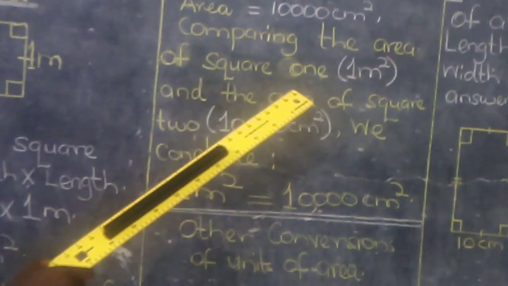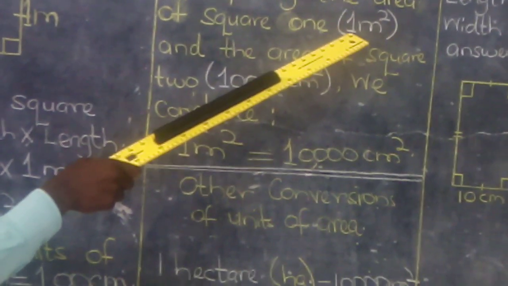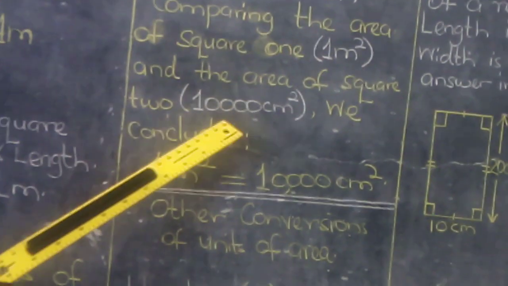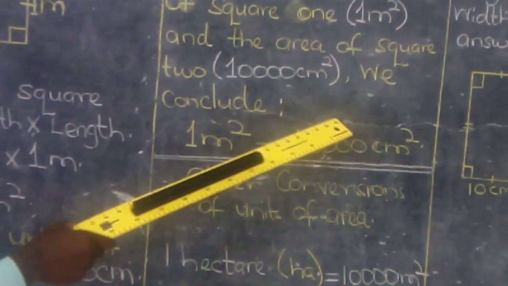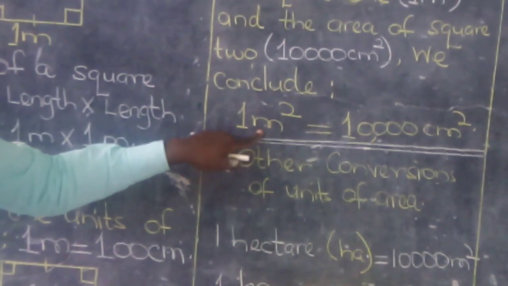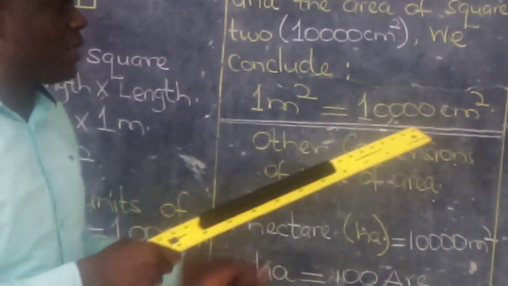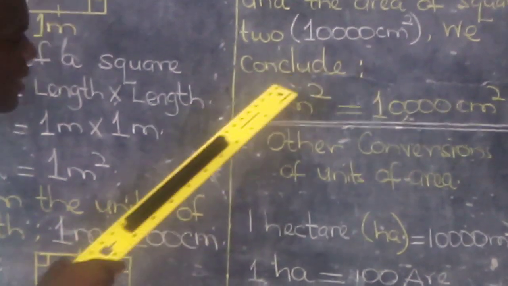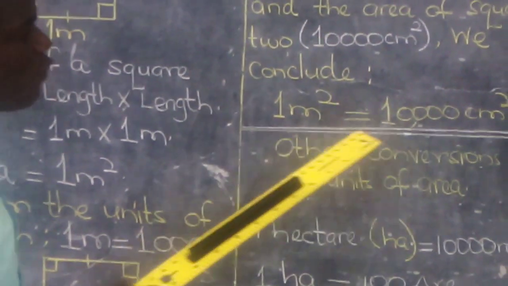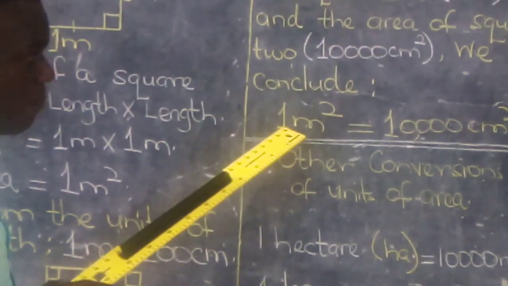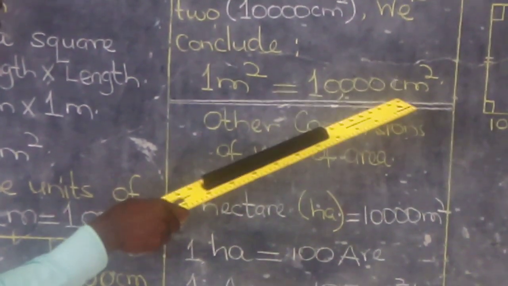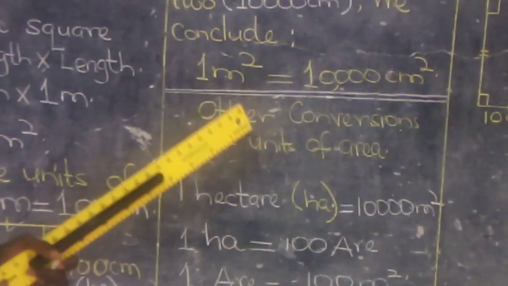Now comparing the area of the square above, 1 meter squared or 1 square meter, and the area of 10,000 square centimeters, we conclude that 1 square meter equals 10,000 square centimeters. I want you to look at this and master this. Conversion of units of area. 1 square meter, I repeat, is equal to 10,000 square centimeters. Remember, units of area.